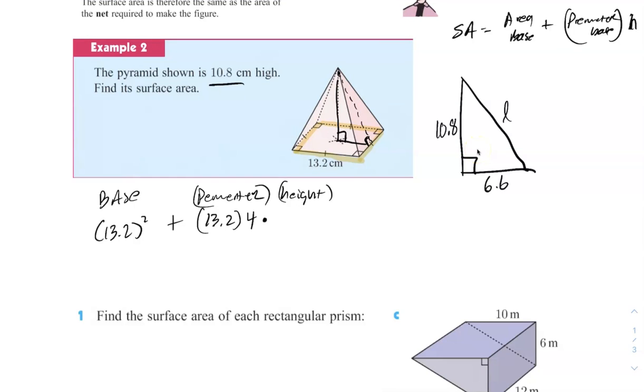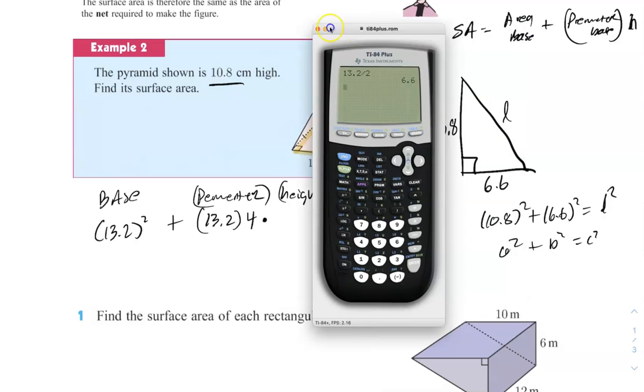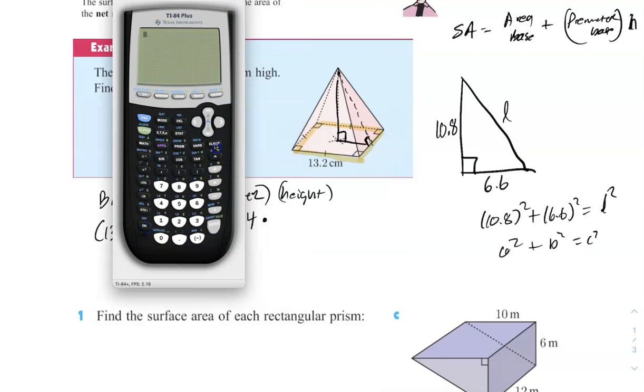We're going to use the calculator for this. It's going to be 10.8 squared plus 6.6 squared equals L squared. A squared plus B squared equals C squared. Let's bring over a calculator. So 10.8 squared plus 6.6 squared, and then we take the square root of that. And I get something like that. So my length is 12.657, blah, blah, blah.